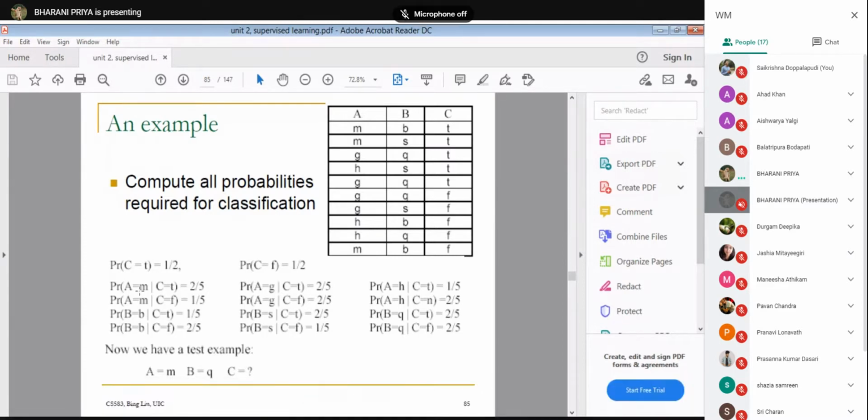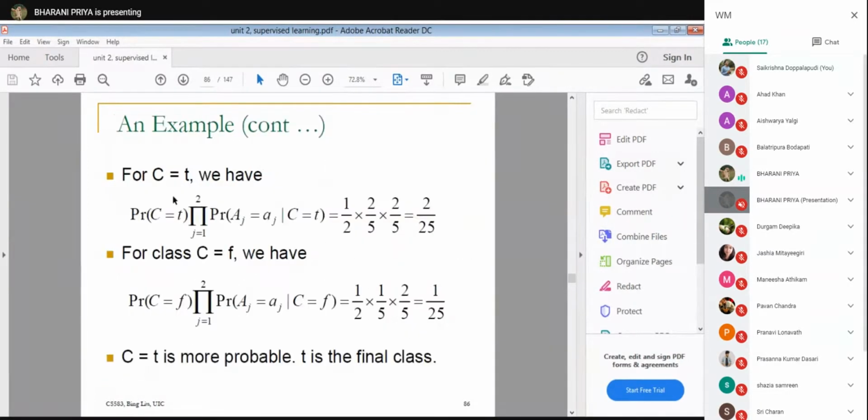Similarly, calculate for A equal to G and A equal to H, and B equal to S and B equal to Q. Find all the probabilities. Now our test example is A equal to M, B equal to Q. We need to find the C value.